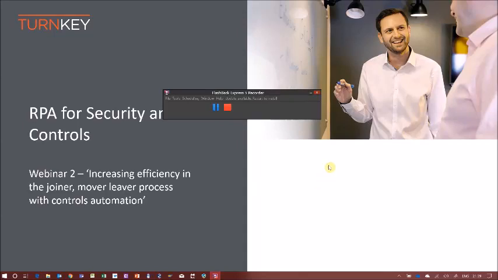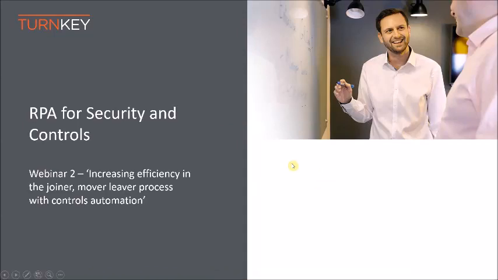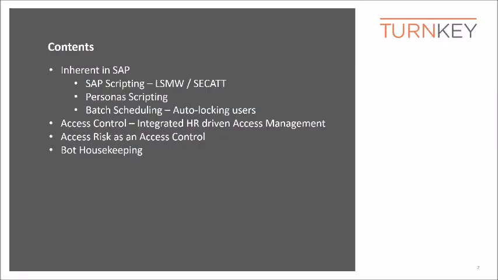So the purpose of this webinar is to look at how we can automate using robotic process automation within the access control and identity and access management processes. Ultimately, we're looking to automate and increase the efficiency of joiners, movers, leavers, showing how that can actually work within an automated environment. So let's see what scenarios we've got for today.